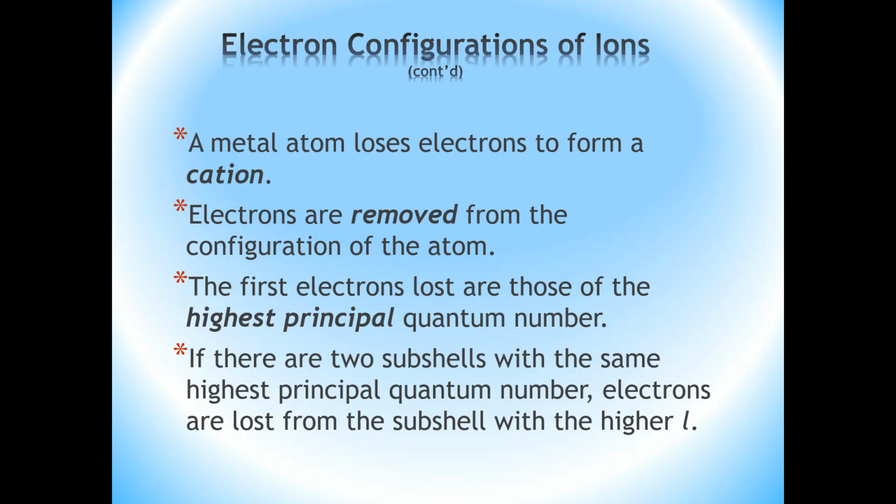Another thing I should say here is that if you have 2 subshells within the same valence shell, then you start removing electrons from the subshell with the higher L value. All right. So for example, if you have electrons within a shell occupying s and p orbitals, then you start removing electrons from the p orbitals first before you start removing electrons from the s orbital.